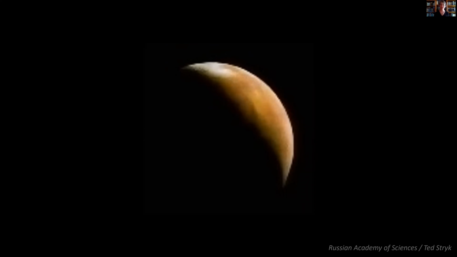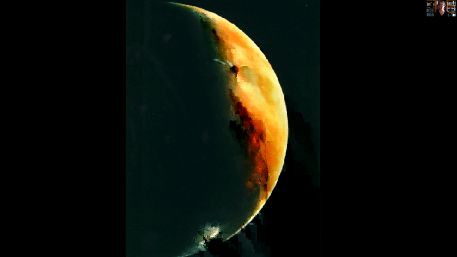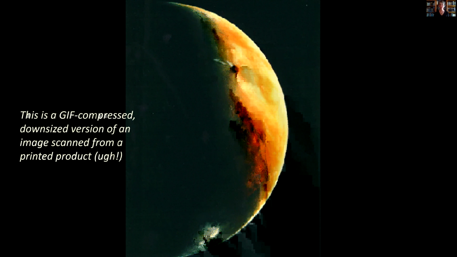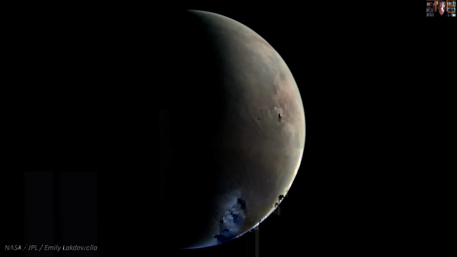So I went to the Photojournal and looked for those Viking images. And there is one. Here is a crescent image of Mars from Viking that you can download right now from Photojournal. It is a GIF compressed, downsized version of an image scanned from a printed product. So I said, I think I can probably do better than that. And I went back to the original data, and this is what's there in that original Viking data.